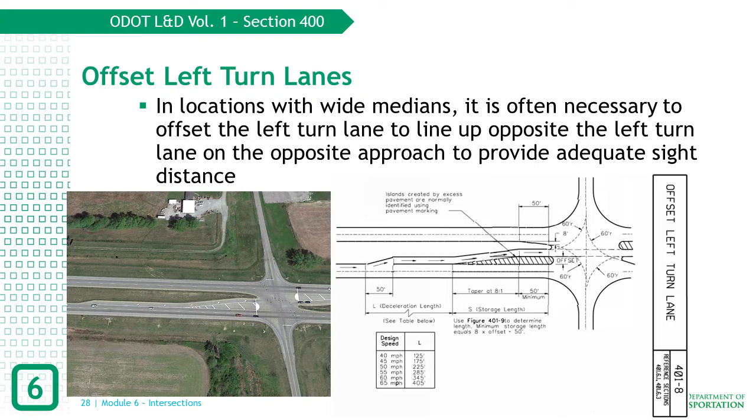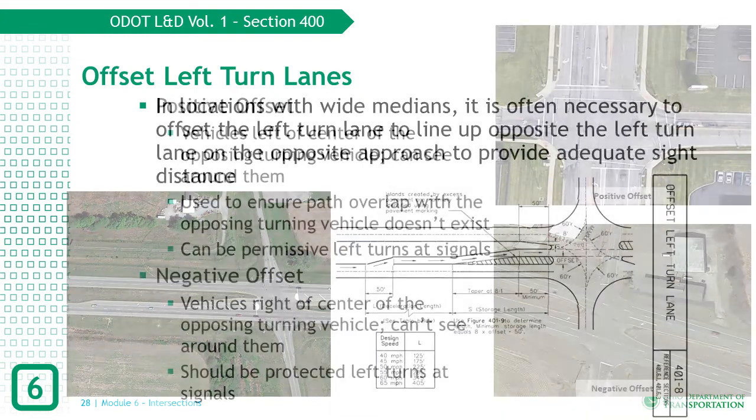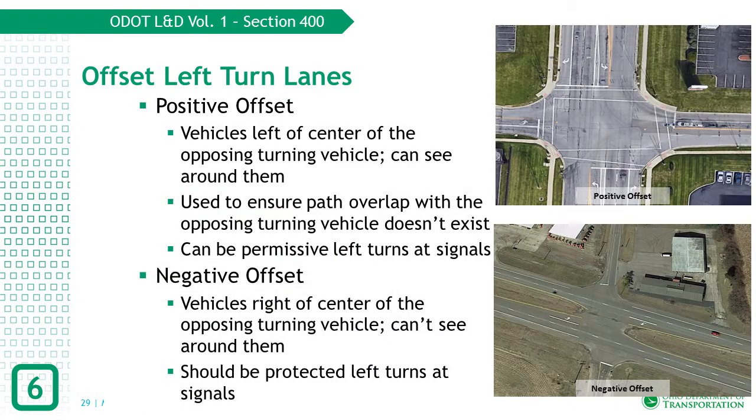The image on the left shows an intersection that utilizes the offset left turn lane guidance shown in Figure 401-8 to the right and illustrates how the two opposing left turn lanes are now aligned with each other. Aligning the opposing left turn lanes provides zero offset and is common on facilities that have narrow or no medians.